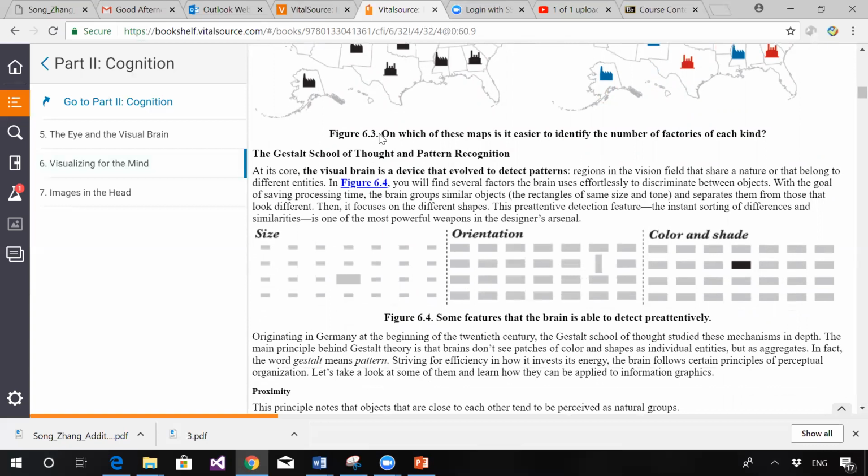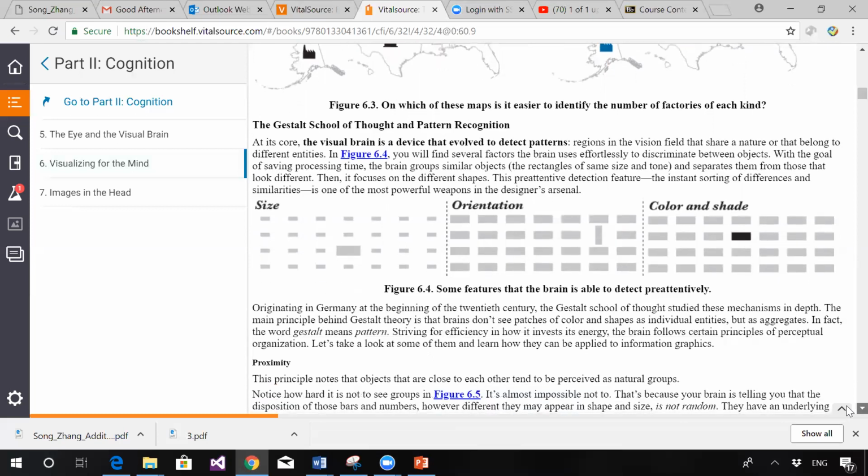There is actually a school of thought in pattern recognition doing research about how our brain and eyes work together. There are different features of pictures that can be shown to our eyes and brain, including size difference, orientation difference, and color and shade difference, which is more obvious. Some features the brain is able to detect pre-attentively, which means that we are able to detect the patterns and features using our brain and eyes.